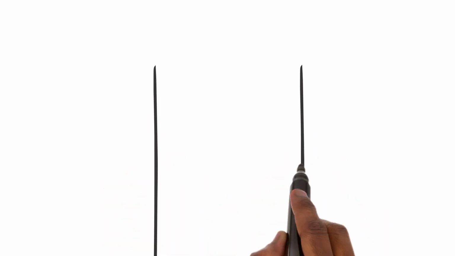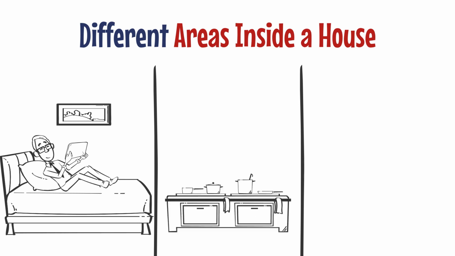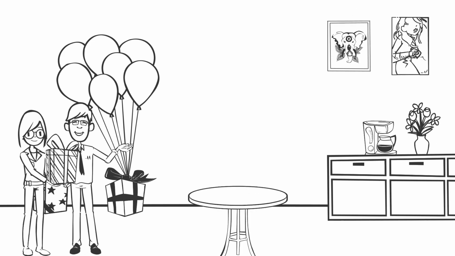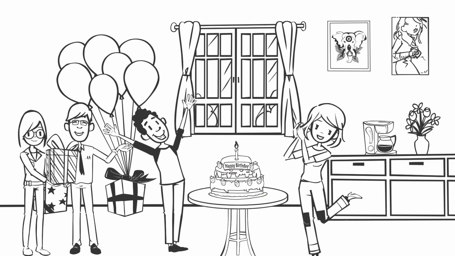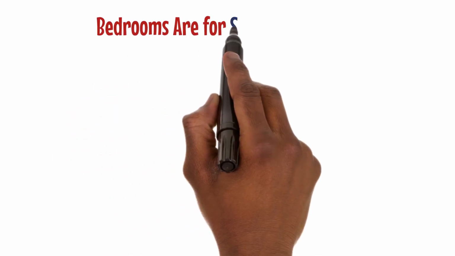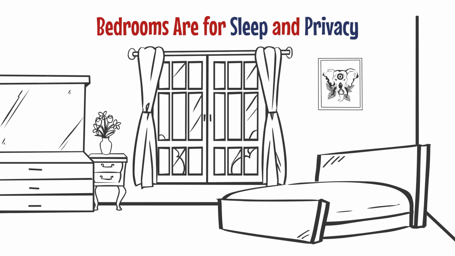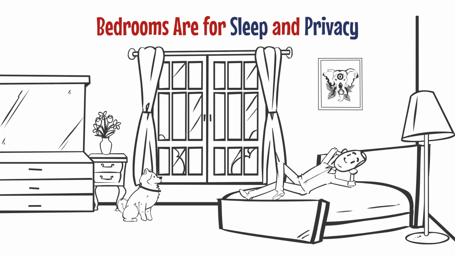Now, let's explore the different areas inside a house. Your home is like a puzzle, with each room serving a specific purpose. You've got your living room, where you entertain guests and relax. Good lighting here is a must. Bedrooms are for sleep and privacy. They should be quiet and comfortable. You spend a lot of time here, so make it cozy.